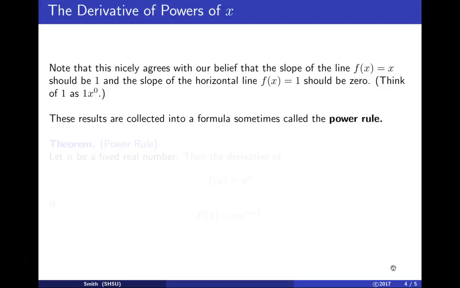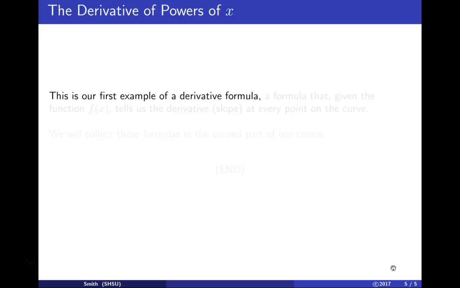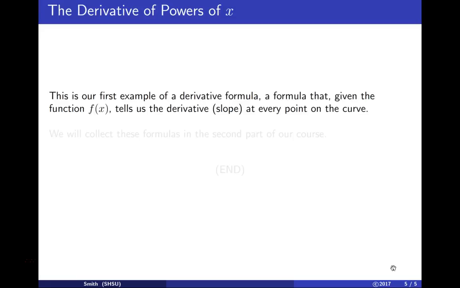These results are collected into a formula sometimes called the power rule. The power rule says that if you have a fixed real number n, then the derivative of x to the n is nx to the n minus 1. This is our first example of a derivative formula, a formula that, given the original function f of x, will tell us the derivative or the slope at every point on the curve. We will collect these formulas in the second part of our first semester calculus course.